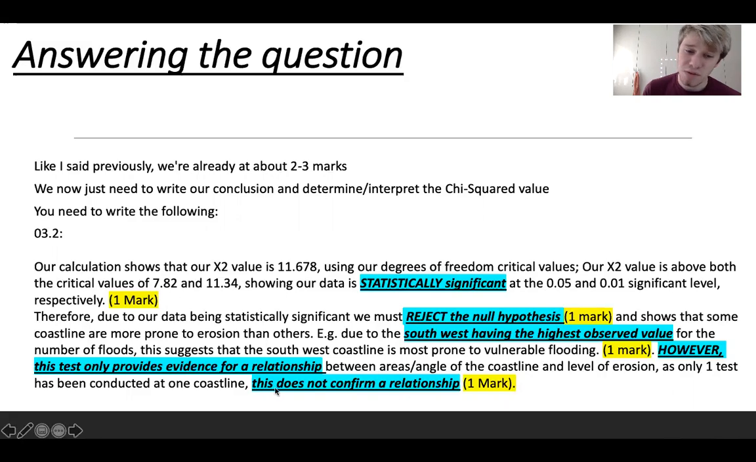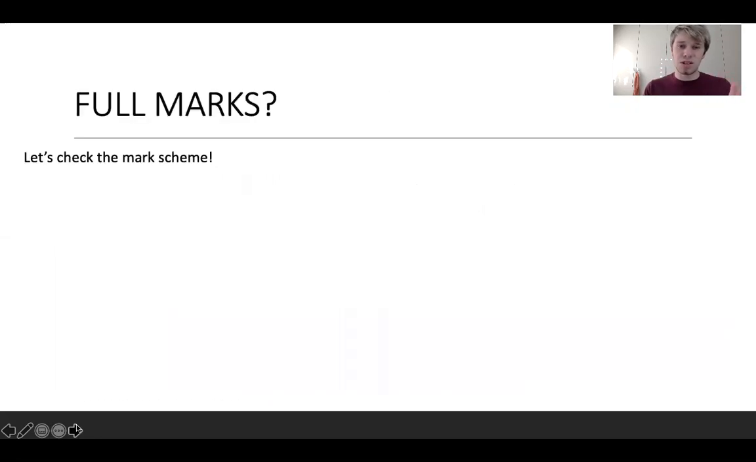This test only provides evidence for a relationship between angles and area of the coastline, as only one test is being conducted at one coastline each. This does not confirm a relationship, only suggests evidence. And that is everything. That is all you have to do.